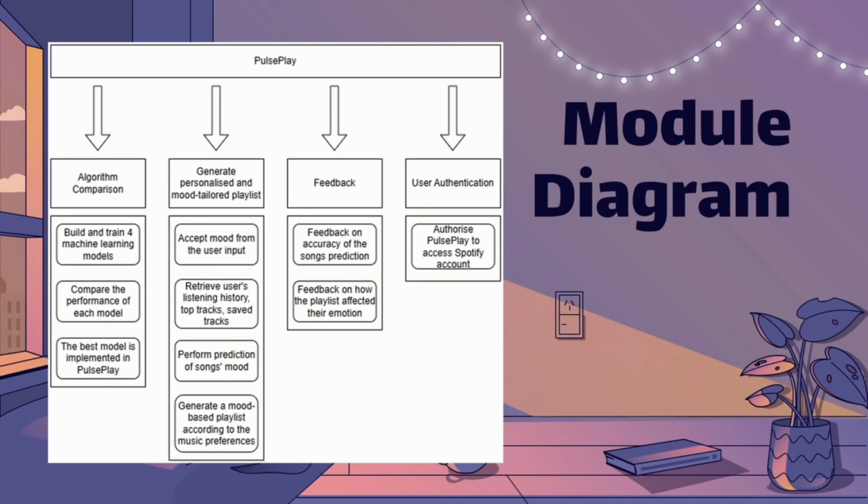Next is feedback. It gets the feedback on two things. The first one is the accuracy of the song's prediction, and the second one is how the playlist has affected their emotion. Lastly is the user authentication module, where the user will authorize PulsePlay to access their Spotify account.